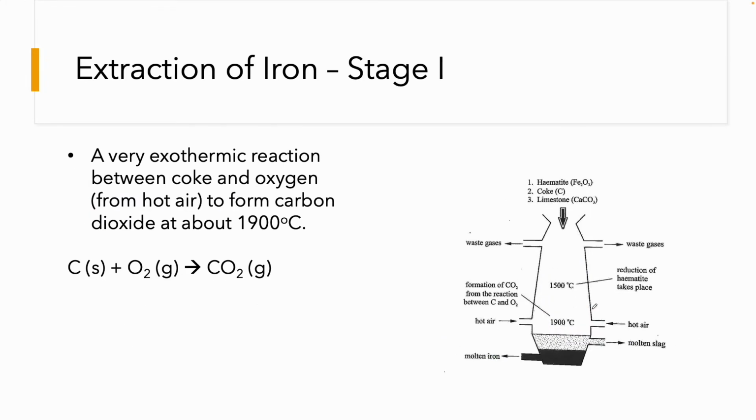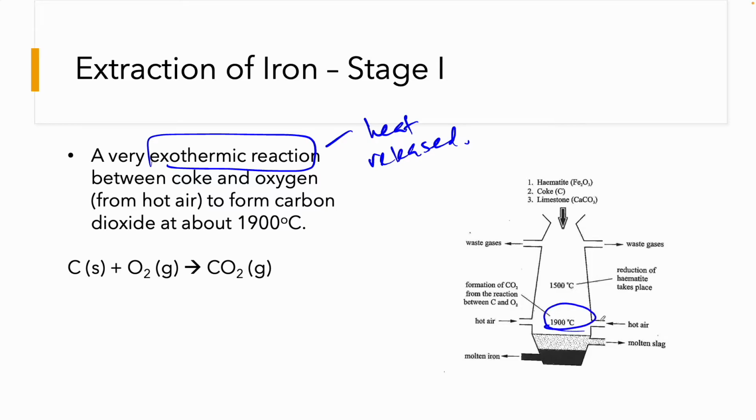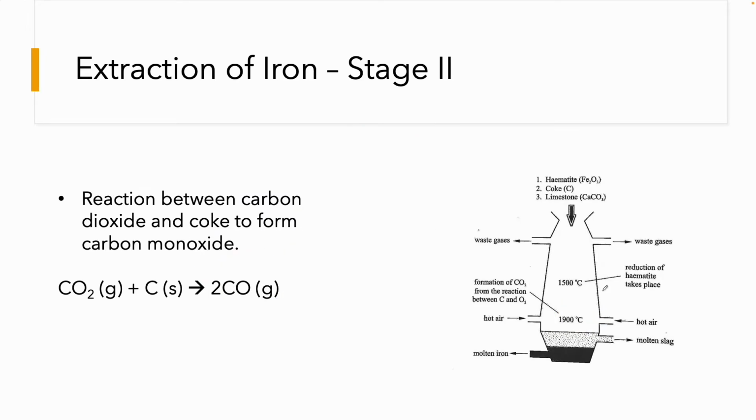Stage 1, carbon goes in and reacts with oxygen. It is a very exothermic reaction, that means heat is released. This section here will be about 1900 degrees. Carbon plus oxygen gives you carbon dioxide. Carbon dioxide is produced here. Then stage 2, this carbon dioxide will react with more carbon inside the blast furnace, and then you will get carbon monoxide here.